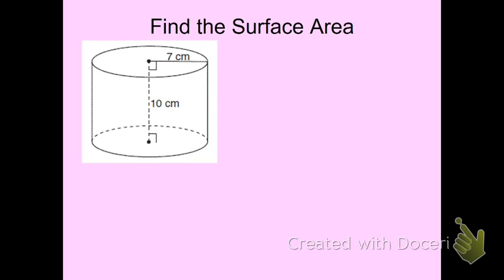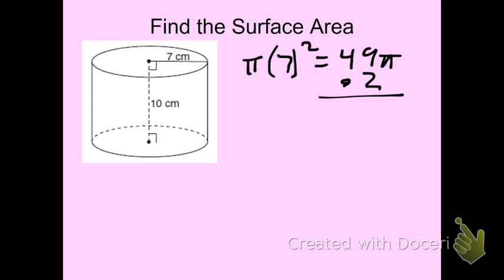Okay, so let's find the surface area of this cylinder. We were given the radius and the height. One of the bases is going to have an area of 49 pi because it's pi r squared. So when we double it, we get 98 pi. That's going to be the surface area of just the bases.